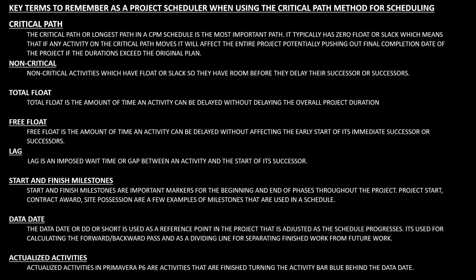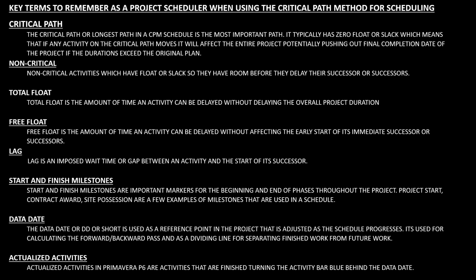Number 3 is total float. Total float is the amount of time an activity can be delayed without delaying the overall project duration. Number 4 is free float. Free float is the amount of time an activity can be delayed without affecting the early start of its immediate successor or successors. Number 5 is lag. Lag is an imposed wait time or gap between an activity and the start of its successor.